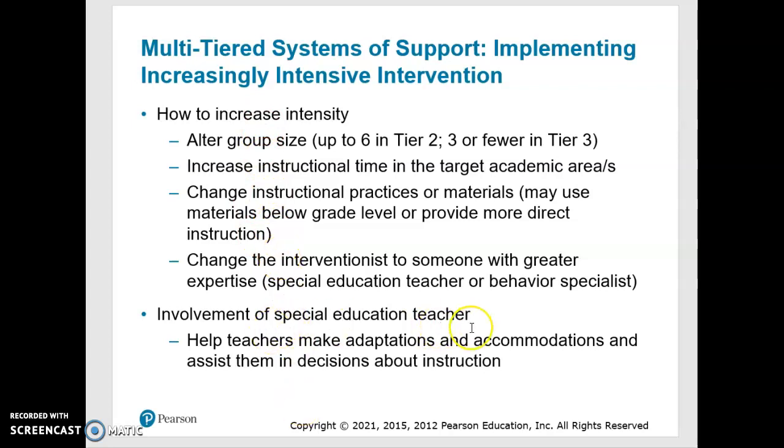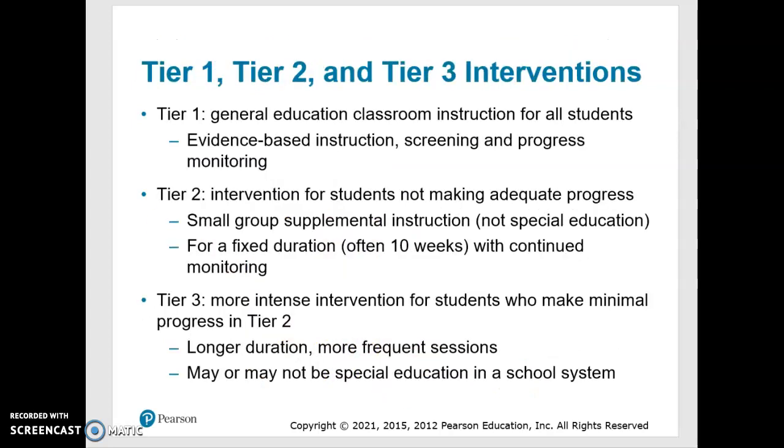And the involvement of the special ed teacher at this point is helping teachers make adaptations and accommodations and assist them in decisions about instruction. So again, sometimes it just depends who delivers that tier 3 or those tier 3 interventions.